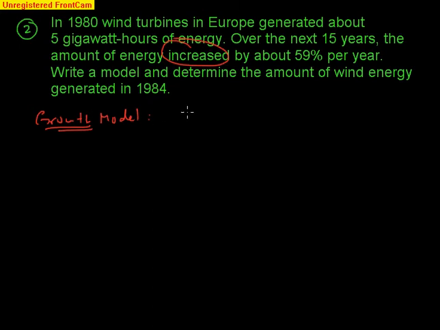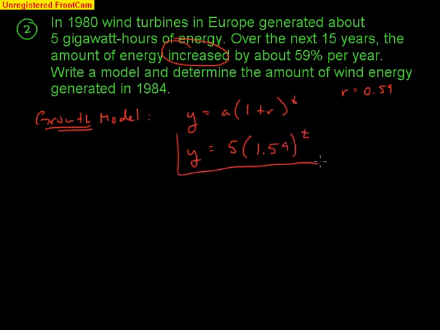This is a growth model, and we have to use the equation y equals a(1 plus r) to the t power. Okay? So y is the amount of energy, so that's what we want to find. A is the initial amount. Well, it generated 5 gigawatt hours in 1980, so that's your A, 5. The rate is this 59% written as a decimal, 0.59. So 1 plus 0.59 is 1.59. And then t. This is your model. Again, this r is 0.59. It's the percent, so we write it as a decimal and add it to 1.